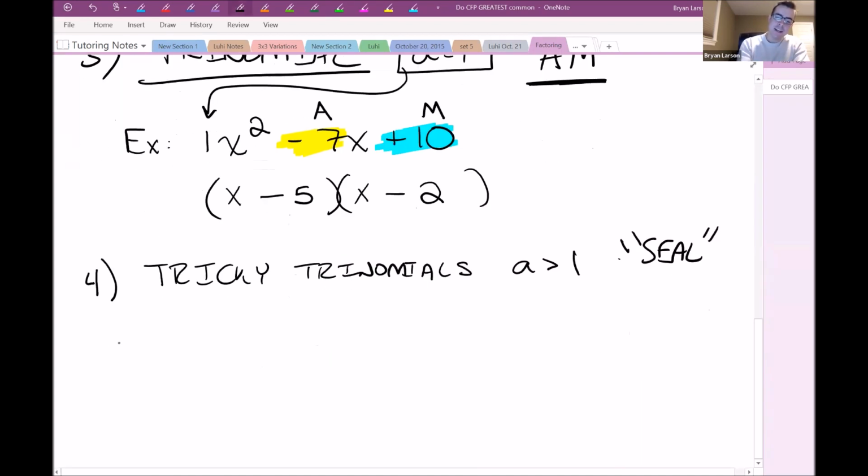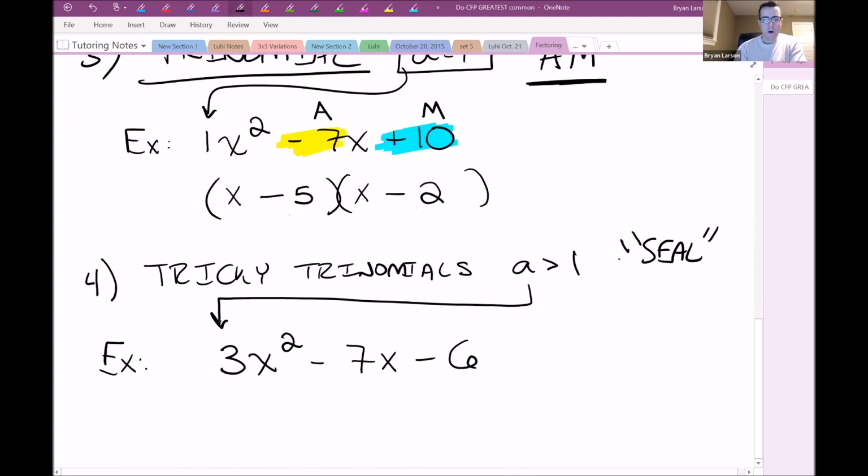So let's take a look at an example of this. So let's say we had something like 3x squared, let's do minus 7x minus 6. And I want to factor this down. So our a value here is greater than 1. So that's when we're going to use this method. So what you're going to do here is you're going to take your a term and you're going to multiply it with your c term there.